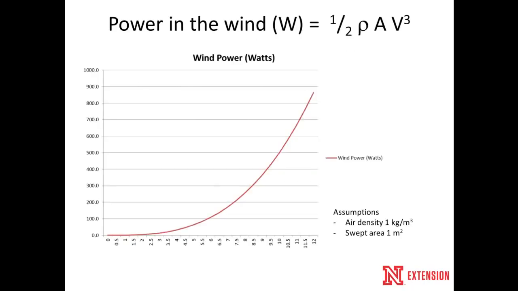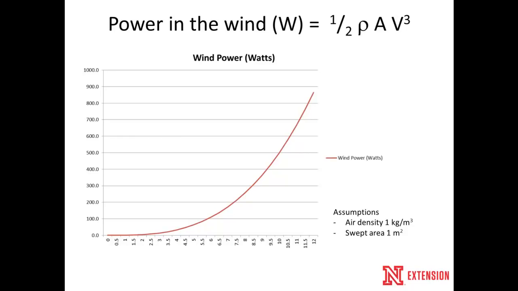Of greatest importance, if we look at this equation, is the velocity, because when we graph this equation for a small wind turbine, we can see that the power of the wind is exponential. It's cubically related to the wind speed. So as I increase that wind speed, I get a lot more power.